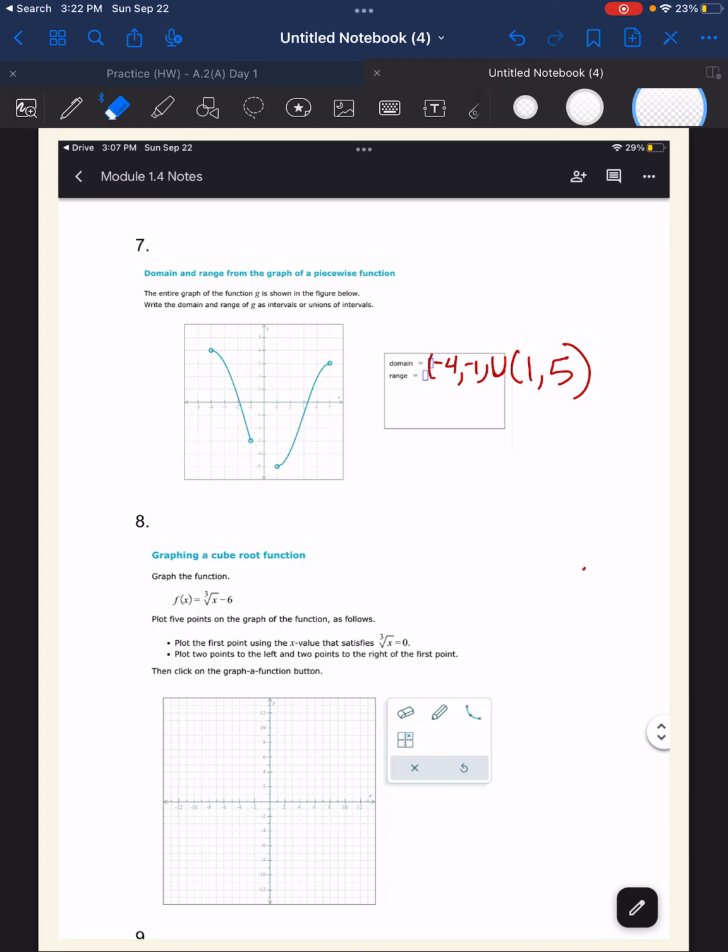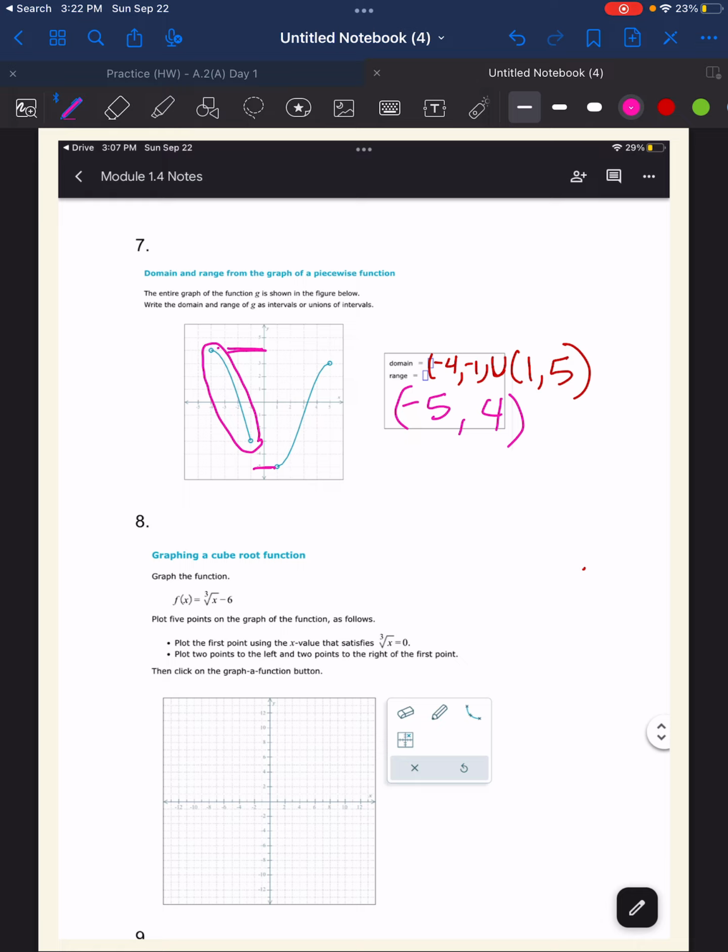Okay? Range is bottom to top. My bottom number is -5. But notice that this graph is within those parameters of -5. See, it goes from -5 all the way up there to the top to 4. So -5, open circle, all the way up to 4.